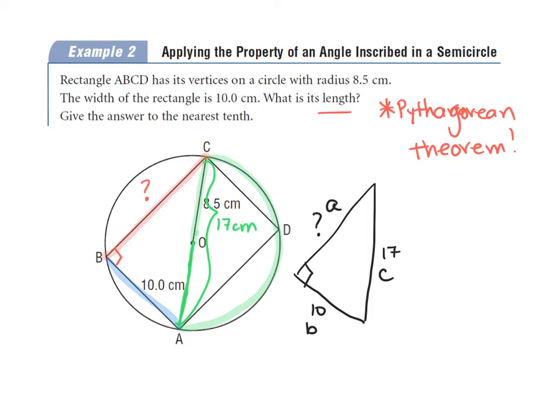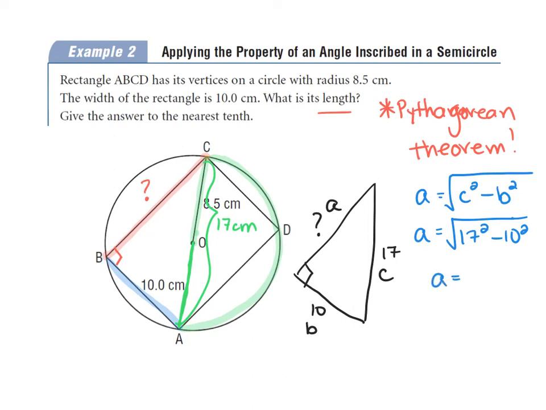So by now we should be really, really familiar with Pythagorean theorem. So I'm going to go the square root of C squared minus B squared, because I have my hypotenuse. So the square root of 17 squared minus 10 squared. Bear with me while I punch that into my calculator. So I'm going to take the square root of 17 squared minus 10 squared. And that gives me a value of 13.747 centimeters.